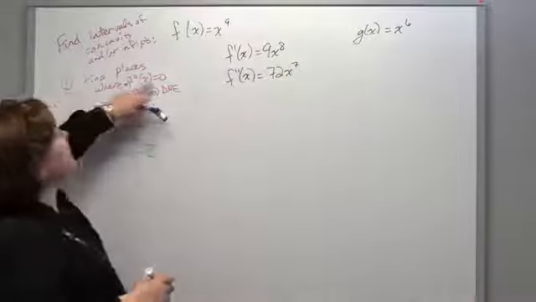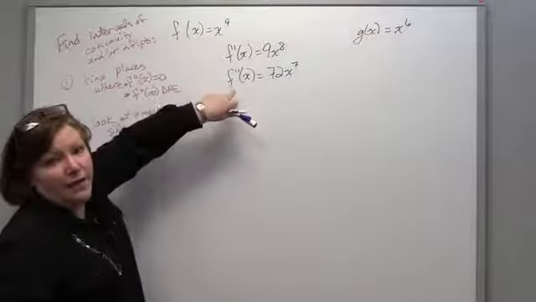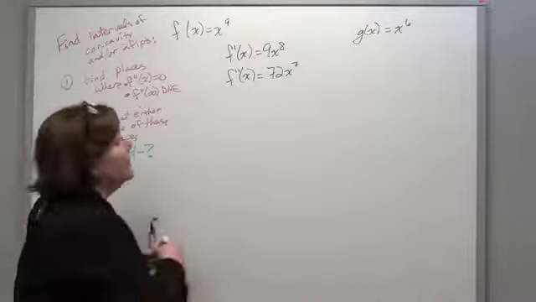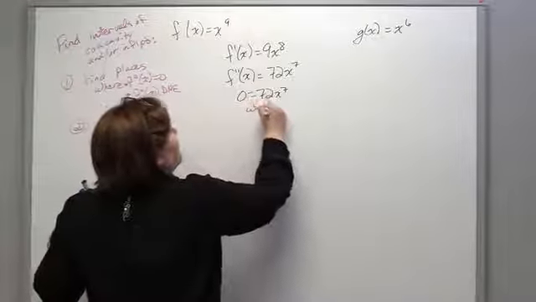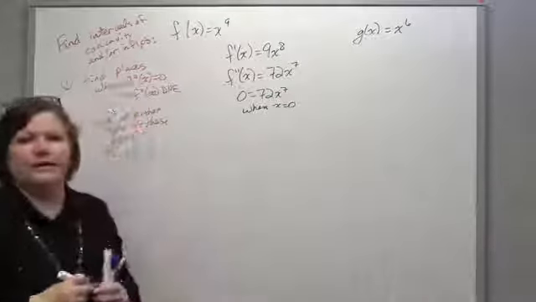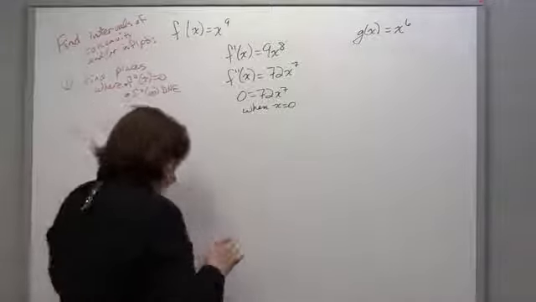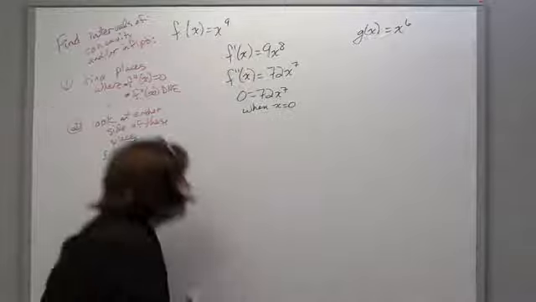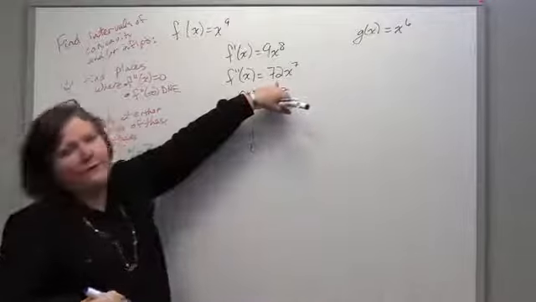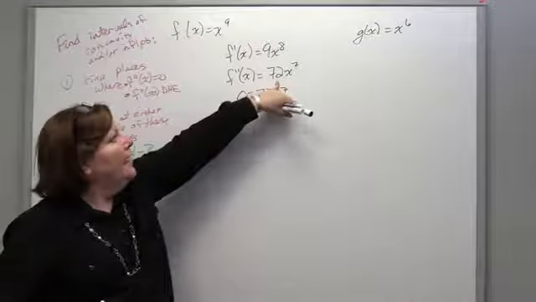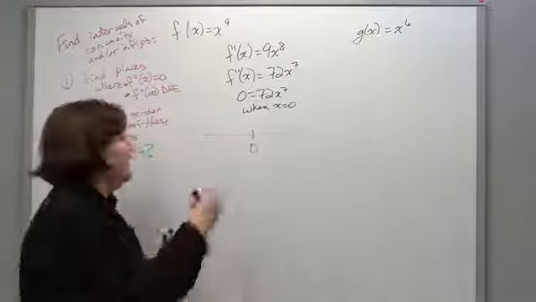And so the only place we could possibly change sign, where this could change from positive to negative or vice versa, is by going through 0. So x equals 0 is the spot. We look on either side of these places. If we look on either side of 0, pick your favorite negative number, and we plug it in, because it's 72x to the 7th, it stays negative.